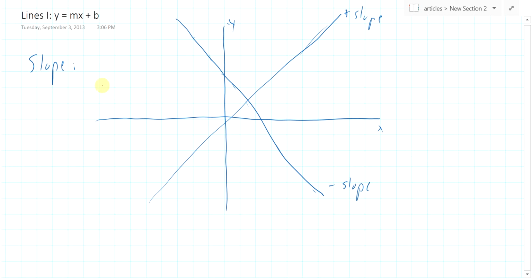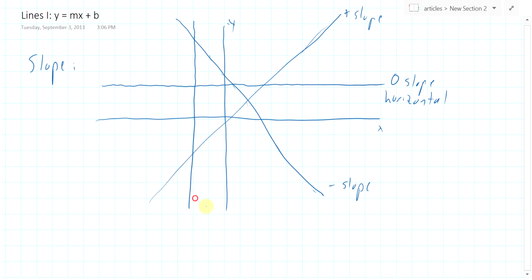You have lines with 0 slope, and that's like that. These are also called horizontal lines because they're horizontal. And you can have lines with an undefined slope, like this. So it's an undefined slope, also called a vertical line, for obvious reasons. Some people call it infinite slope. That's kind of a misuse of the concept of infinity. Technically, it's an undefined slope.